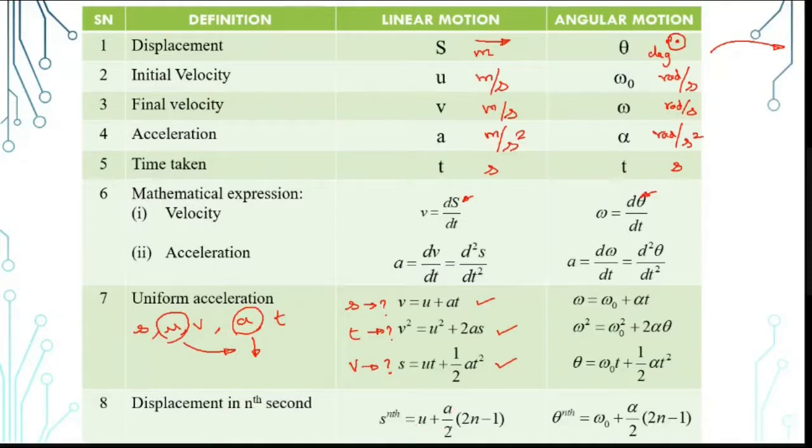So s_n is equal to u plus a by 2, into 2n minus 1. Similarly, that can also be applied for angular motion, but we are not going to use these terms more. We'll be using only these things, and we'll be solving lots of problems related to this. These are the things you would have studied in your 11th or 12th standard, so I'm just recalling it.